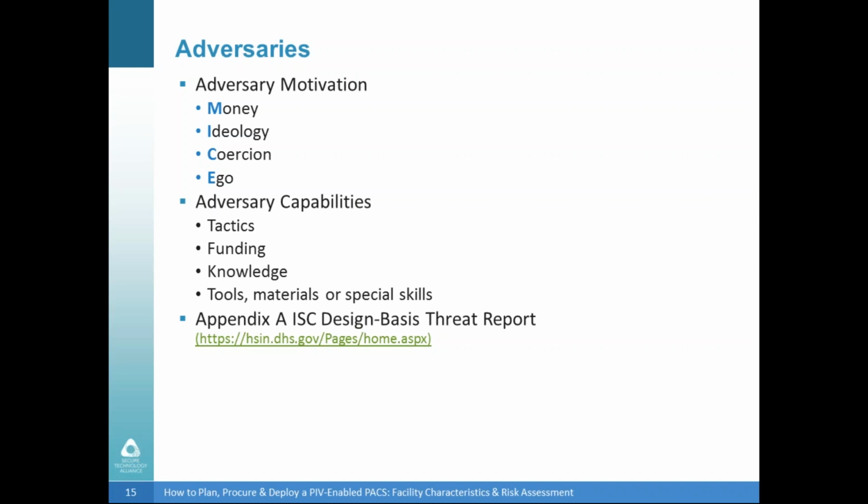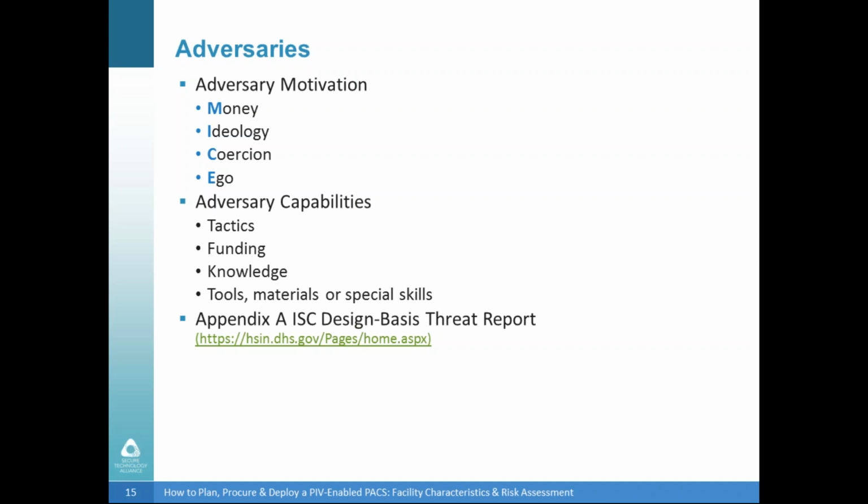The C in MICE is for coercion. This is where an individual, a friend, or family member is threatened with injury or death unless they participate in an attack. They may also be threatened with the release of embarrassing information, such as information about an extramarital affair or an undiscovered crime. The target of coercion really has no loyalty to the extortionist, so it's very easy to turn them, and they will turn very easily if they have the opportunity.